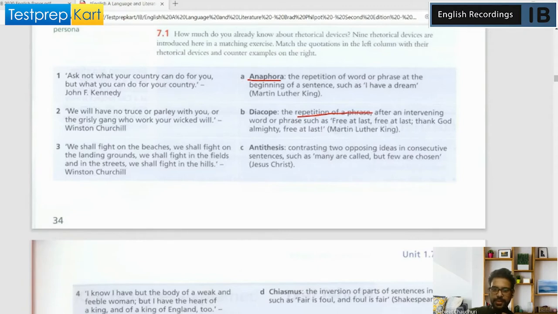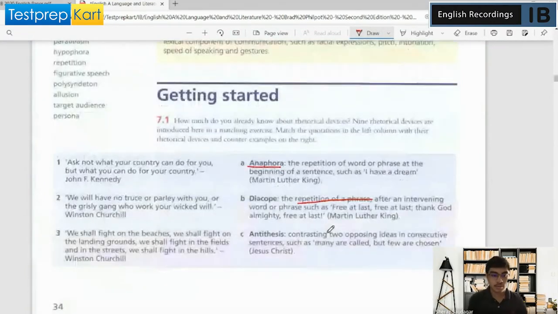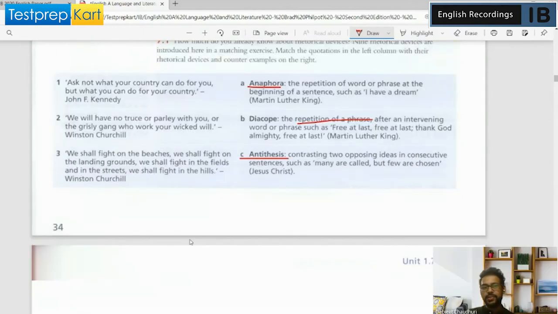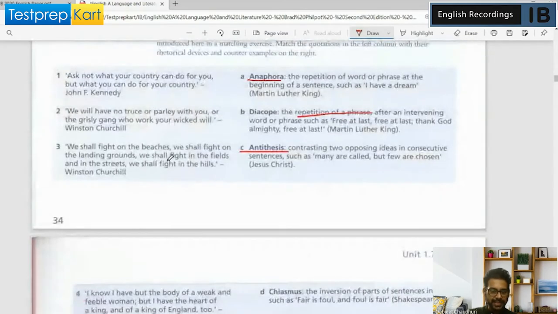So what is antithesis? Now explain what is antithesis. What have you understood from antithesis? Two opposing sides in a conversation. Like it could be two opinions also. Two opinions, right? So the first nine aren't given in order. I think this is not an antithesis. Okay, option three is not an antithesis.